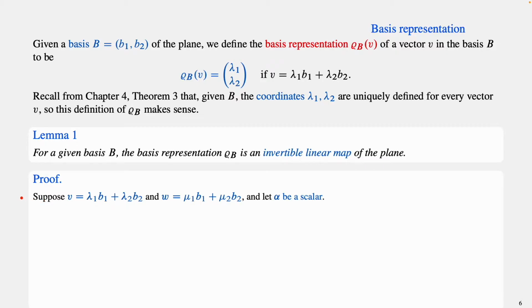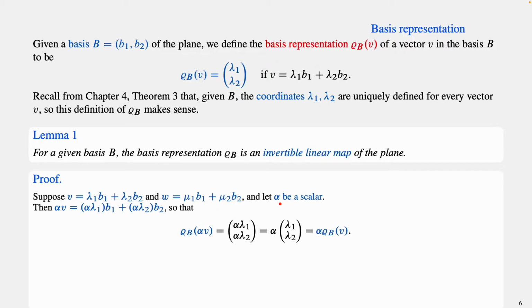Now, suppose for the proof that v is this linear combination lambda 1 b1 plus lambda 2 b2, and the second vector w is mu1 b1 plus mu2 b2, and alpha is any scalar. Now we want to show that rho b is linear, so first we look at a multiple of v, so alpha times v. If we use this unique linear combination for v, it is the same as alpha lambda 1 b1 plus alpha lambda 2 b2.